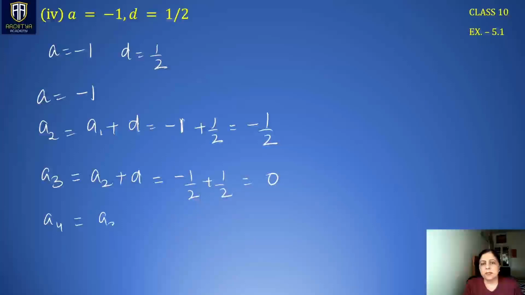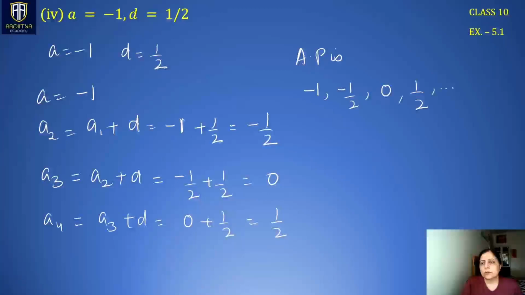A4 is A3 plus D. A3 is now 0. Add half to it. So it becomes half. So the sequence AP is, first term is -1. Then it is -half. Then it is 0. And then it is +half. So this is the given sequence. We should write at least 4 terms. Then it is called the whole AP.